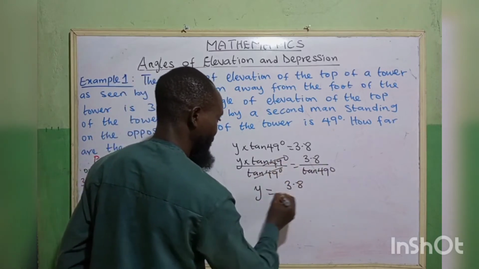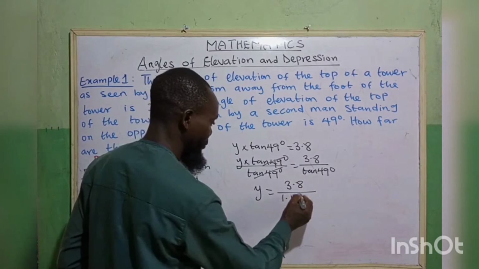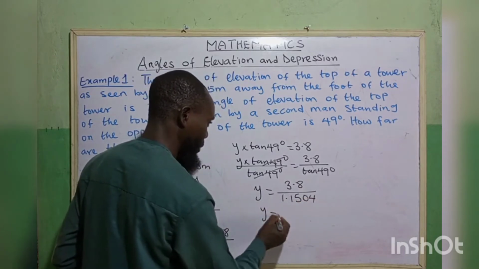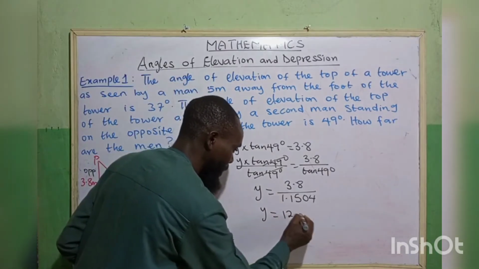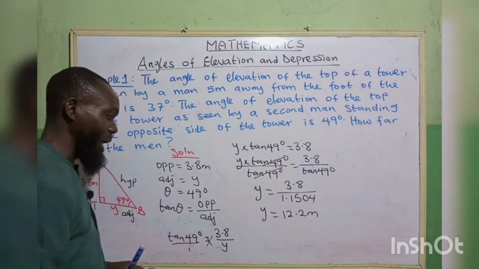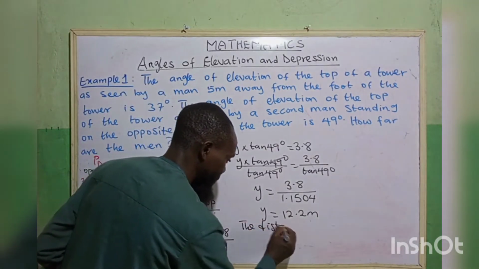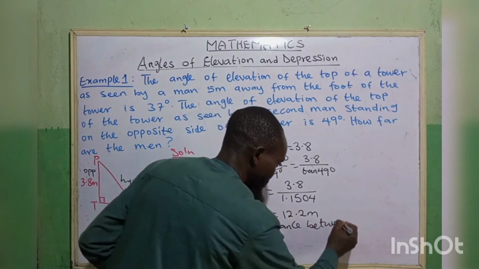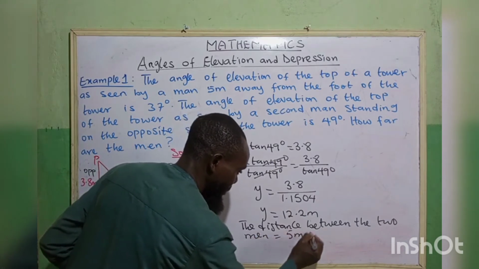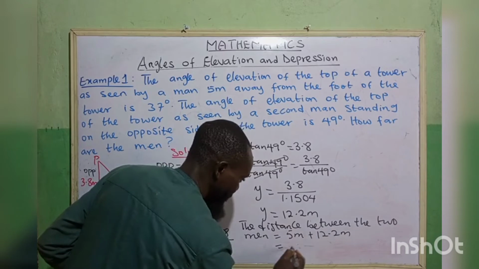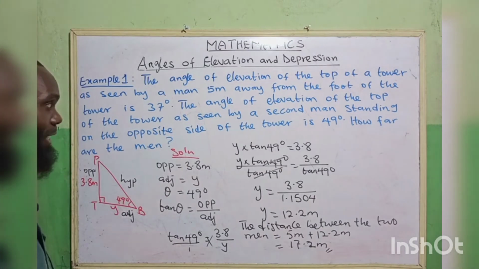So 3.8 divided by tan 49. By checking our four-figure table, tan 49 is 1.1504. So when you press the calculator, 3.8 divided by 1.1504 gives 12.2 meters. So that is the value of Y. But what we need is the distance between the two men. The distance between the two men equals 5 meters plus 12.2 meters, which gives 17.2 meters. So that is the distance between the two men.